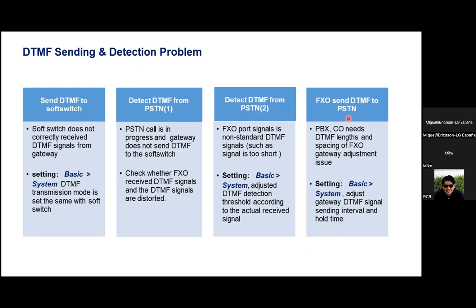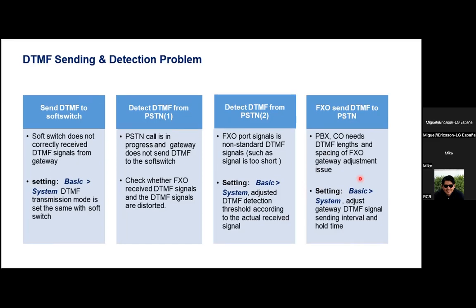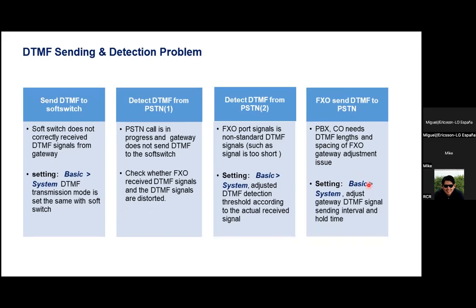When the FXO sends DTMF to the PSTN, the CO line needs a particular DTMF length and spacing from the FXO, so that needs an adjustment. We can go to the gateway signal sending interval and hold time parameters. These are related to the DTMF signal.